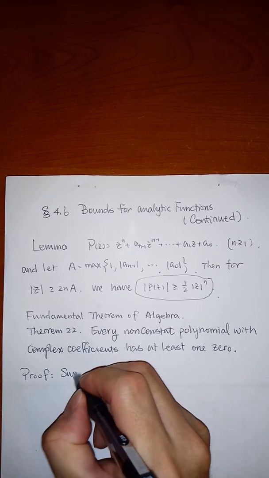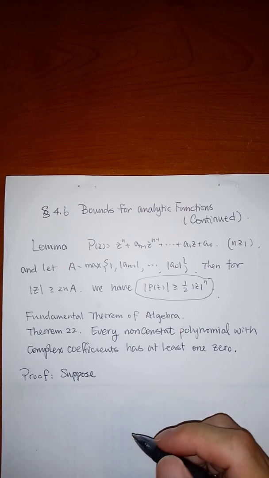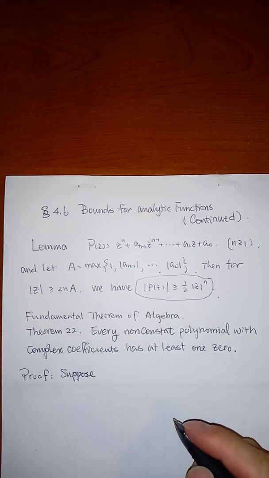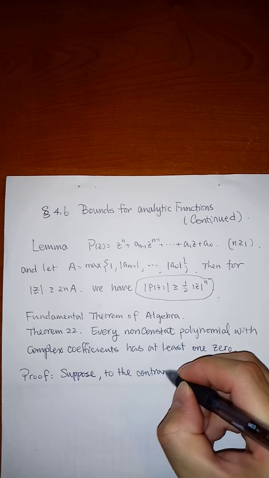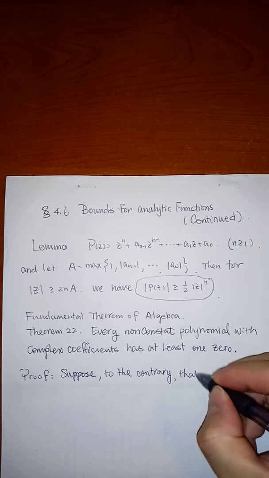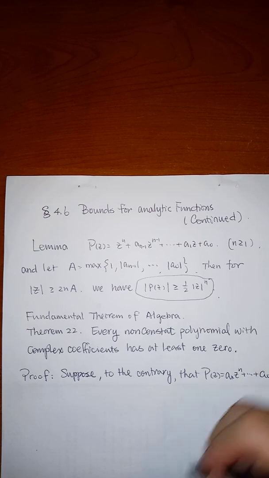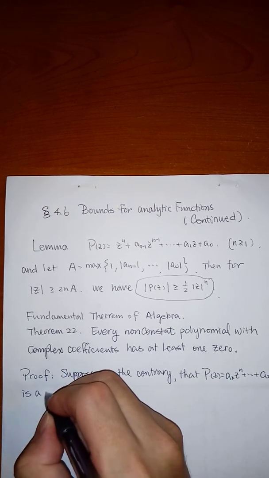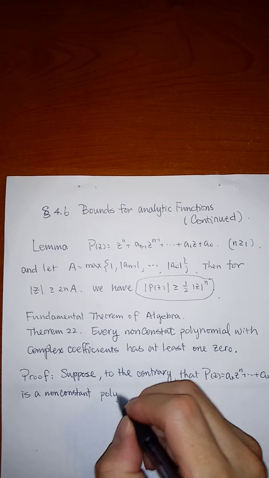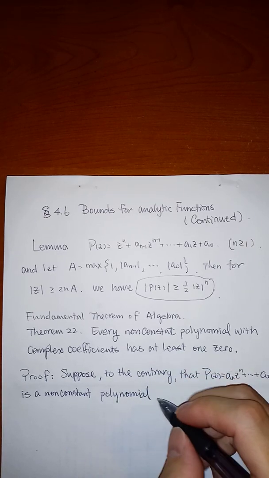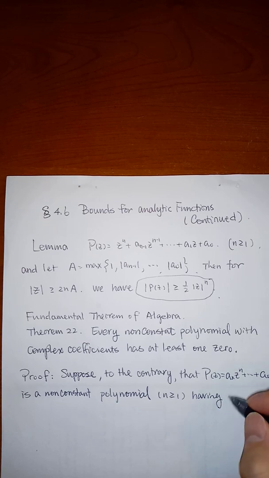The theorem claims it has a zero. In order to prove it, we will assume it has no zero. Suppose, to the contrary, that p of z, some polynomial a_n z^n plus up to a_0, is a non-constant polynomial, so of course n is greater than or equal to 1, having no zeros.